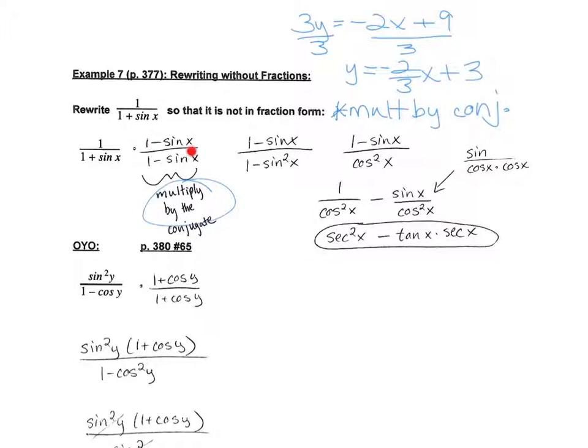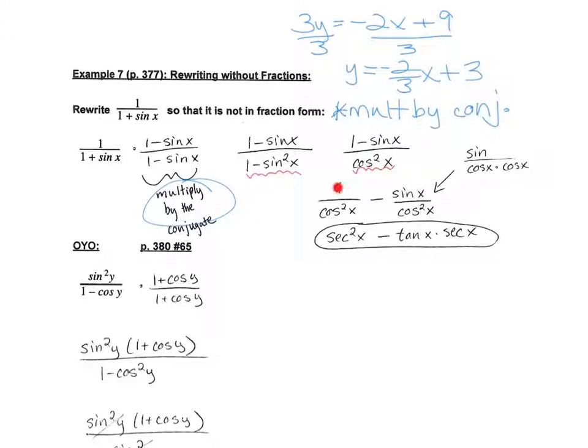So 1 times 1 minus sine is 1 minus sine, but 1 plus sine times 1 minus sine is 1 minus sine squared. Now you might say, Mrs. Pollack, how is that easier? Well, it's not yet because we don't have one term in the denominator. However, when we make our Pythagorean substitution for 1 minus sine squared and it becomes cosine squared, now we have the right situation.